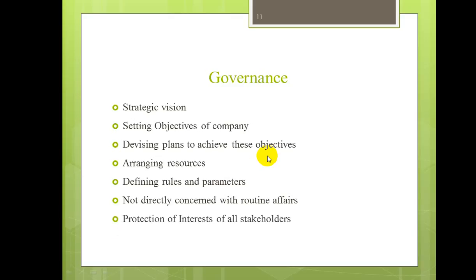Now, protection of interest of all stakeholders. Definitely, as we studied before, governors are a body that protects the interest of all stakeholders. That's why they are working for that, and that's why they are selected for that. They are the third party in the middle. That's why they are working for protection of the trust of all stakeholders.